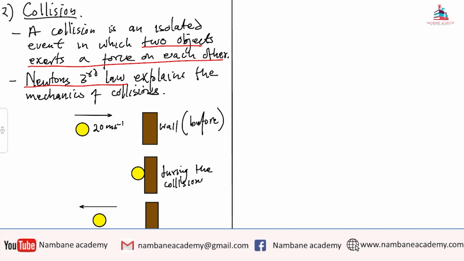Why do we say that is now during the collision? It is during the collision because, ladies and gentlemen, you have the ball and the wall now in contact with each other. So the ball will exert a force of a certain magnitude on the wall, and the wall will exert the same force in the opposite direction. That is the reason why the ball will be bouncing off the wall.